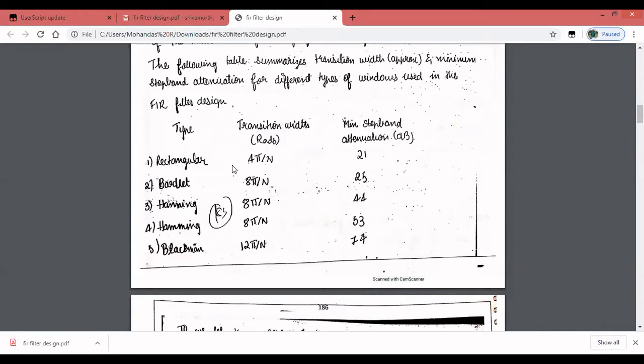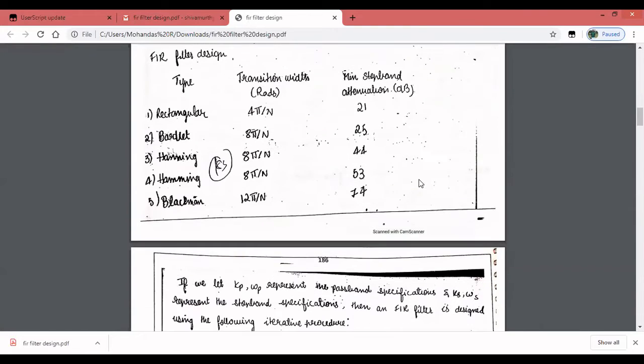Okay, if my value is more than that, that is, if my value is 20, then I can use any one of them. I can use a rectangular window, a Bartlett, a Hamming, any window. Okay, it depends. If it is 80, then I cannot use any window other than the Blackman window. So depending upon the stop band attenuation, I have to select which window is necessary for me.